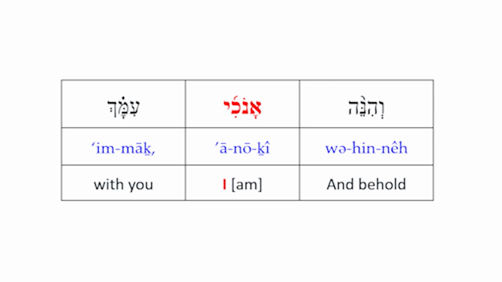This clause uses the independent personal pronoun because there isn't a verb to attach to. The pronoun is Anohi, which means I. So this says, "And behold, I am with you." And I is an independent, standalone pronoun.